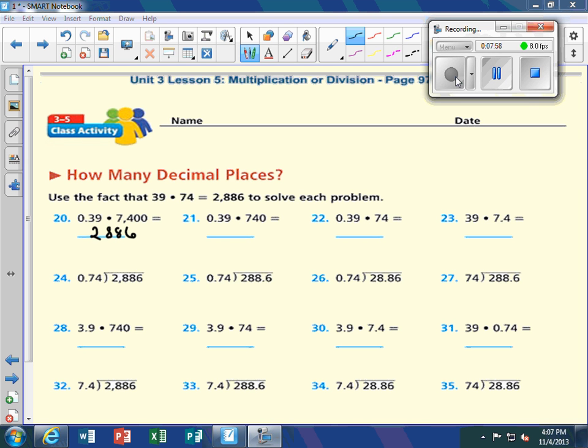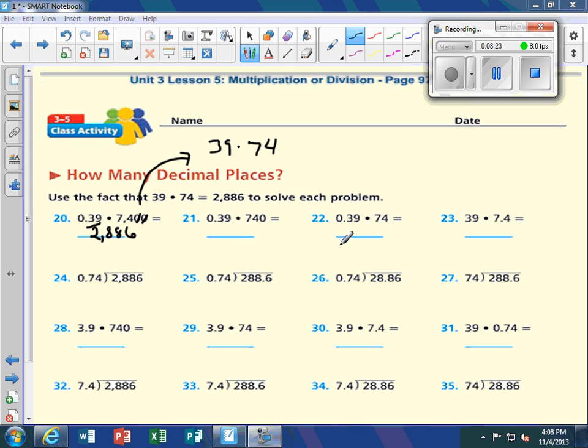Now, it's 0.39 times 7,400, and before it was 39 times 74. So if you look at the zeros back here, to get this over, it's actually the same problem. 39 times 74, which would give you the 2,886.